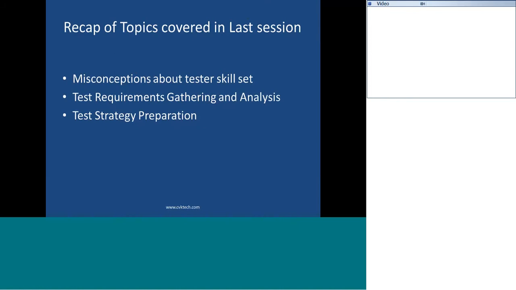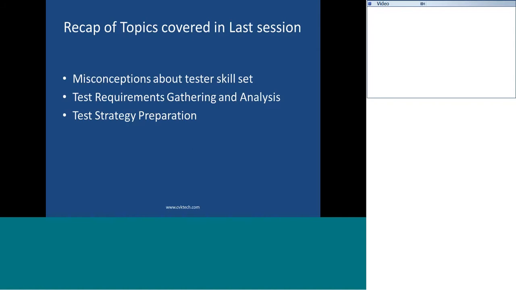The general misconception about the tester skill set is that testing is very easy and there's no need of training. But actually, to test effectively, a person should have proper domain knowledge or business knowledge. He should have knowledge of the application he is going to test, whether it's a web application, a client server application, or a desktop application. He should also have good communication skills and aptitude skills.